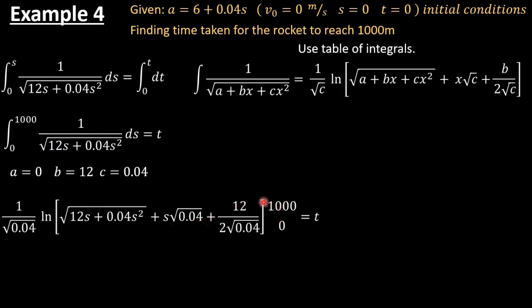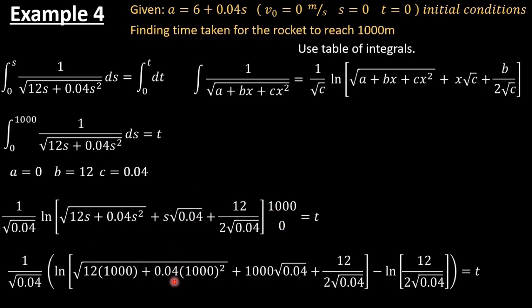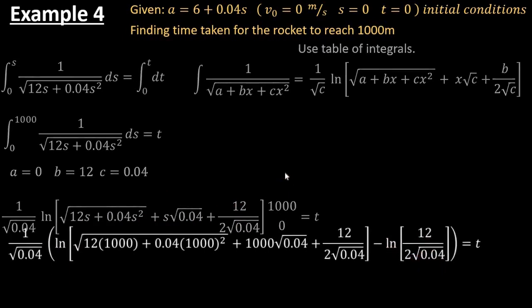Okay, so from 1000 meters to 0, and I'll get this. So 1000, I'll plug in 1000 into s there and here to get this lot. And then because that's 0, this term's going to become 0, that term's going to become 0, just leaving behind this one, which is how we just get ln of 12 over 2 times the square root of 0.04. Okay, let's continue on.